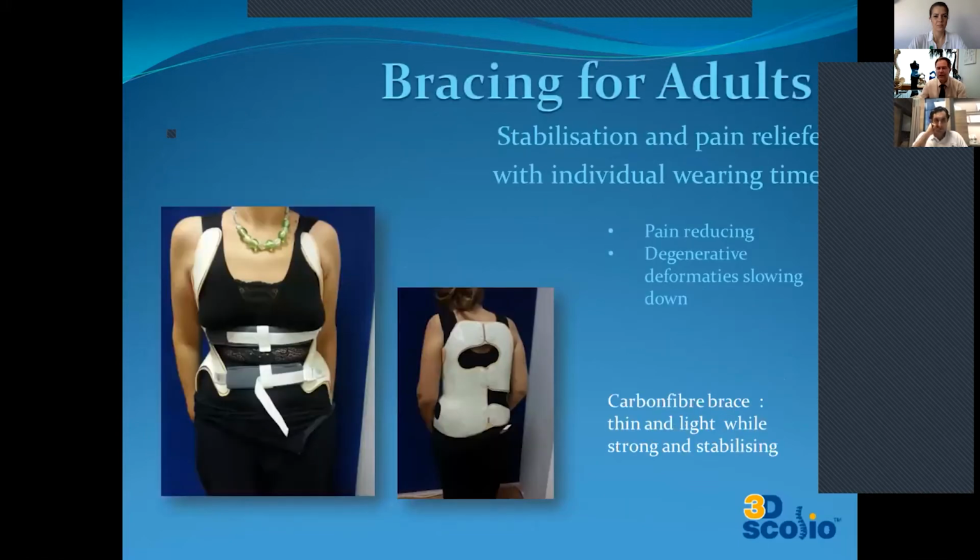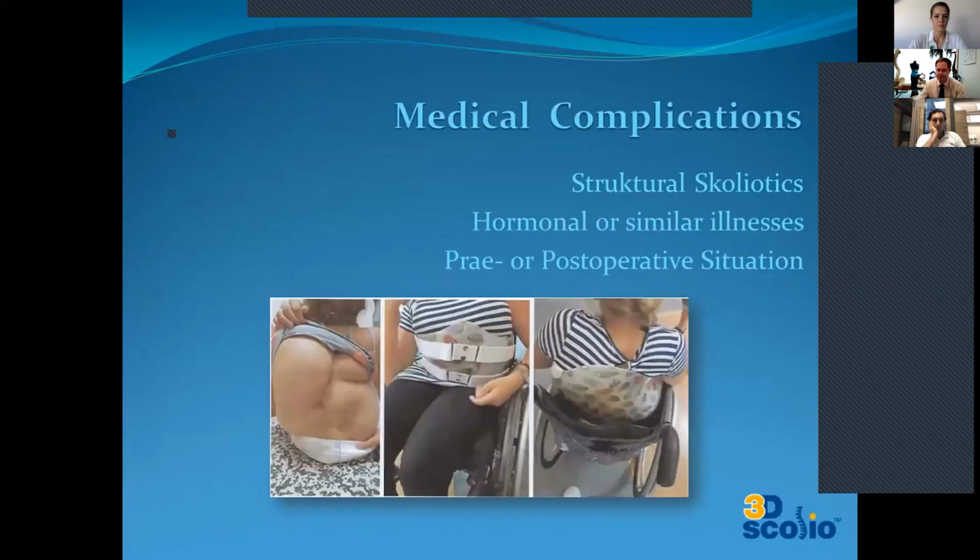If you have adults who need bracing, then typically you have pain and other negative effects of a scoliosis during working days. So we need some correction here, we need compression, we need a reclination to give those patients stability over the day to take over their daily job.